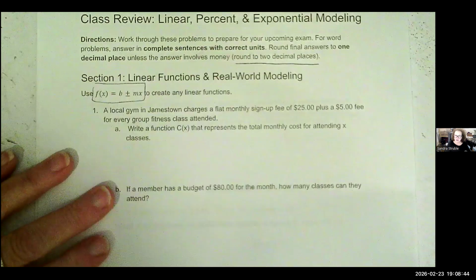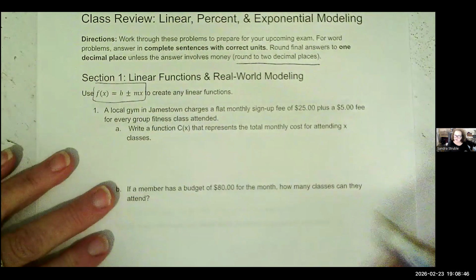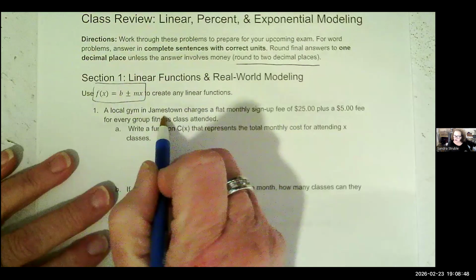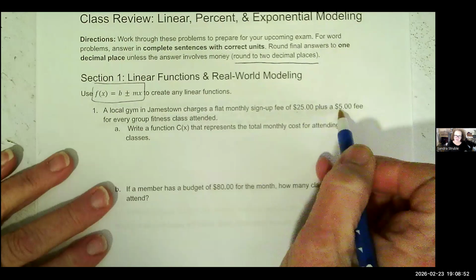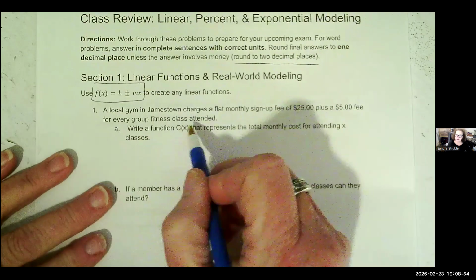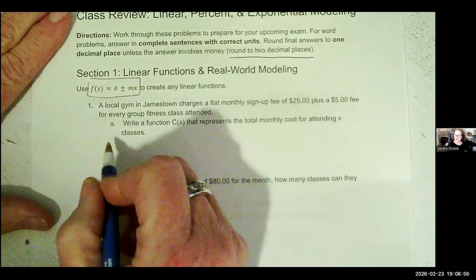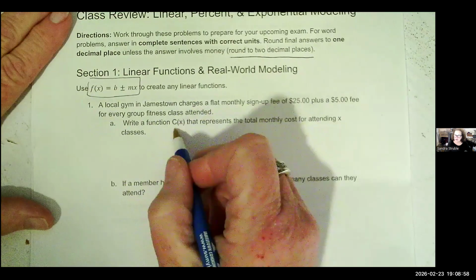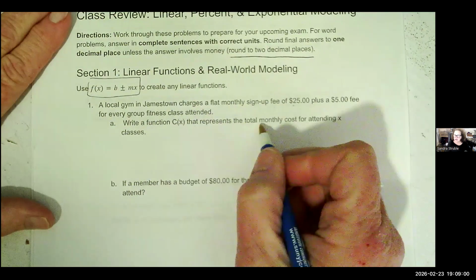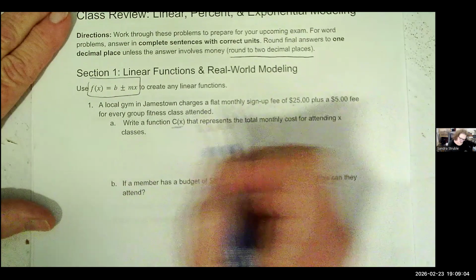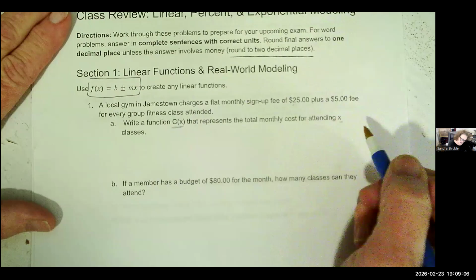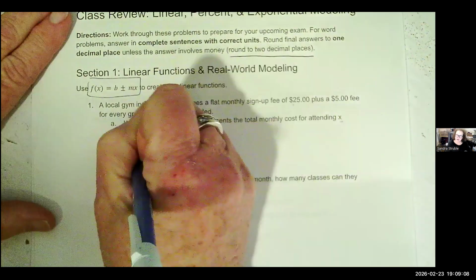A local gym in Jamestown charges a flat monthly sign-up fee of $25, plus a $5 fee for every group fitness class attended. Write a function C of X that represents the total monthly cost. So that's what the function is going to represent for X classes. X is going to have to do with the number of classes, so the function will be C of X. If you use F of X, that's perfectly fine. I'm not going to take points off for that.